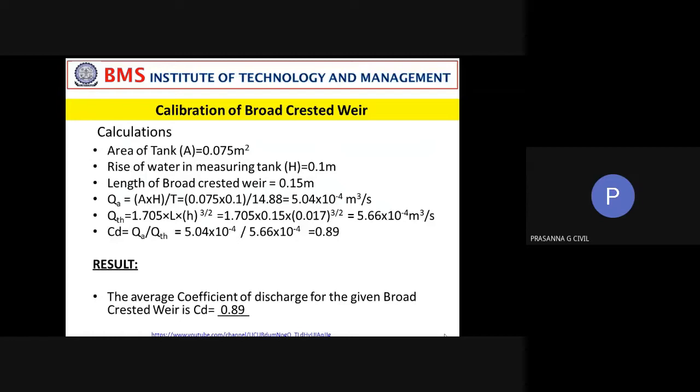0.017 raised to 3 by 2. So Q theoretical works out as 5.66 into 10 raised to minus 4 meter cube per second, and CD, which is Q actual by Q theoretical, works out to be 0.89. So if we have 4 values for the various discharge openings, then we will be able to calculate 4 different CDs, and the average of all the 4 can be entered as the result.